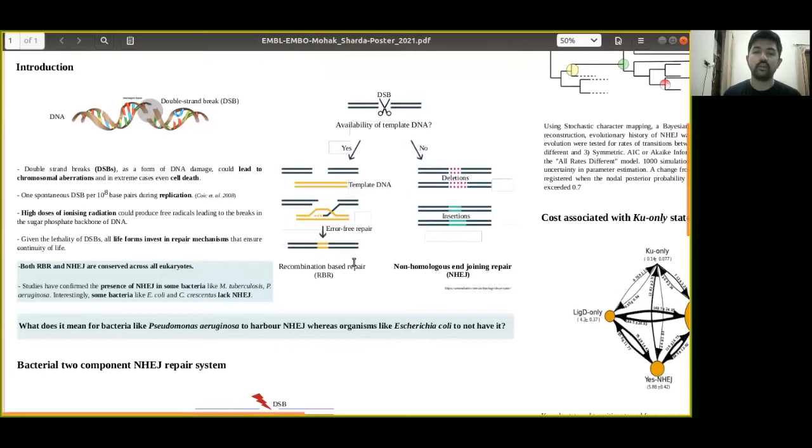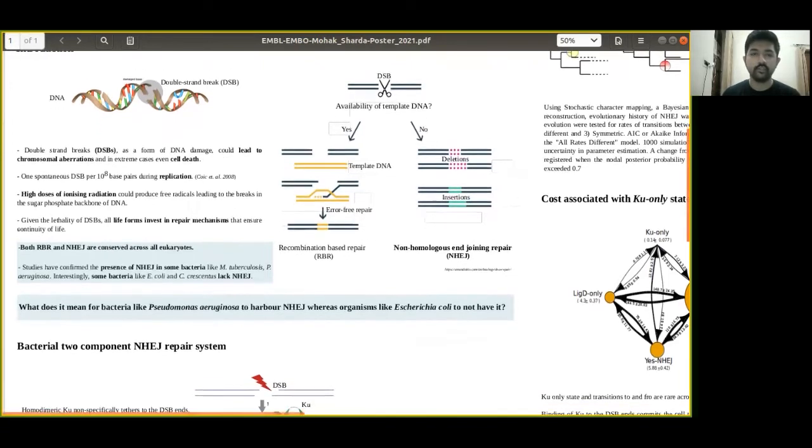The first is called the recombination-based repair, where a template can be used to carry out the repair. The other kind of repair is when the template is not available, and in doing so, deletions and insertions might get introduced in the gene. This sort of repair is called non-homologous end joining repair, or NHEJ, and this is what is going to be the topic of my talk as well.